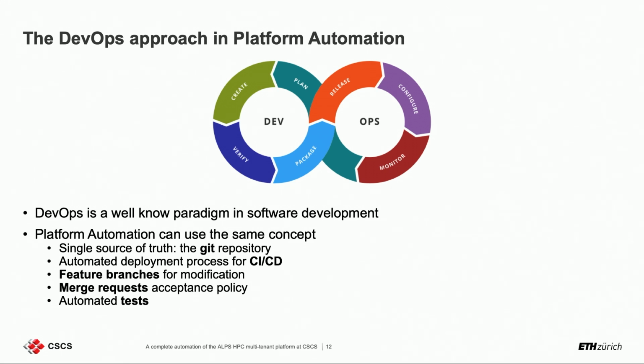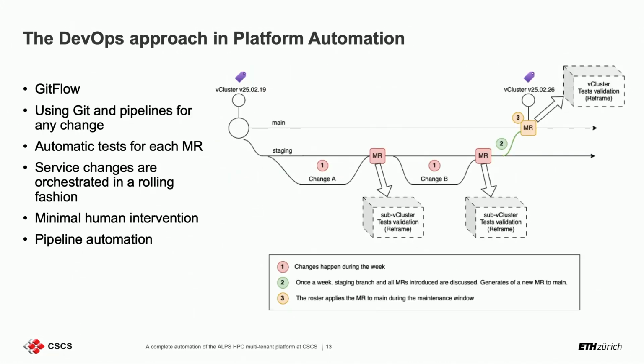So this principle becomes applied in this example, considering how a vCluster is configured. A vCluster is maintained in a repository, and the repository has two branches, the main and staging.